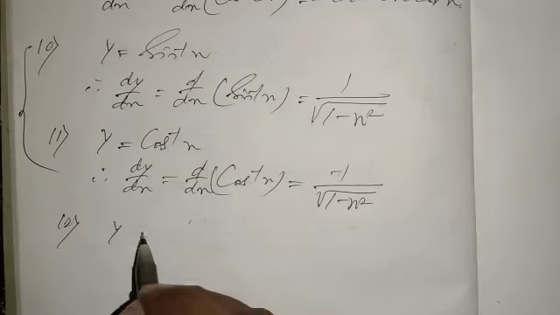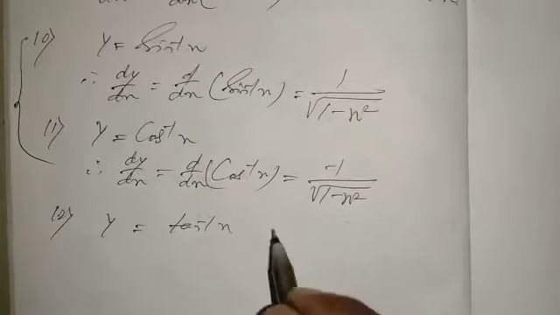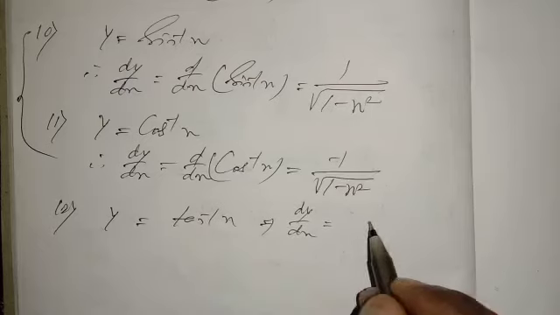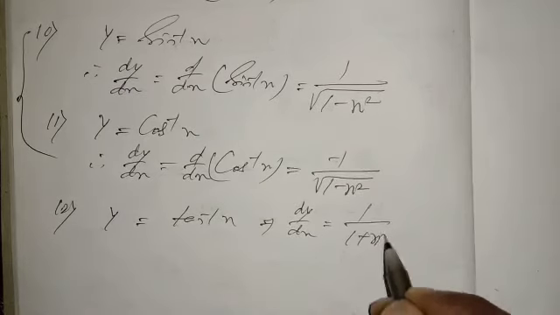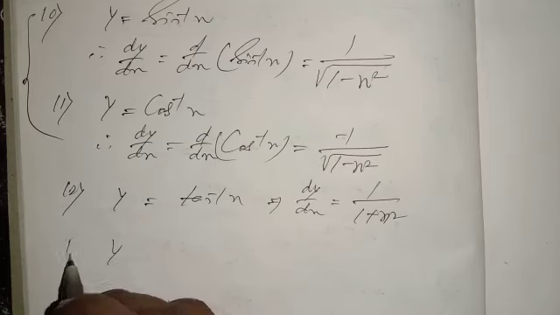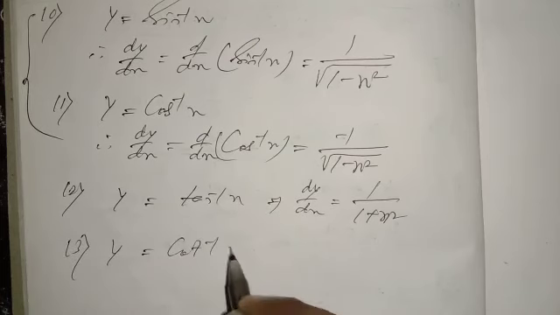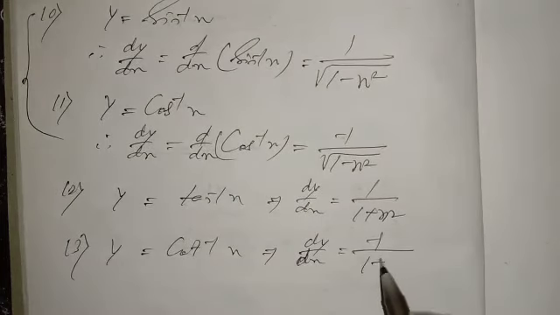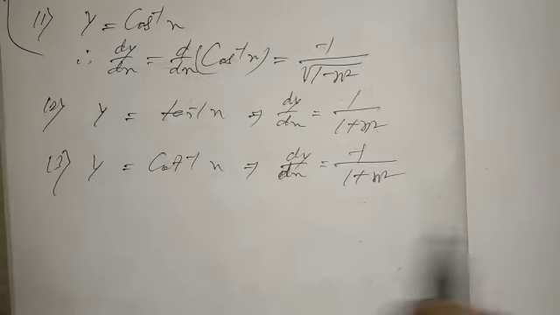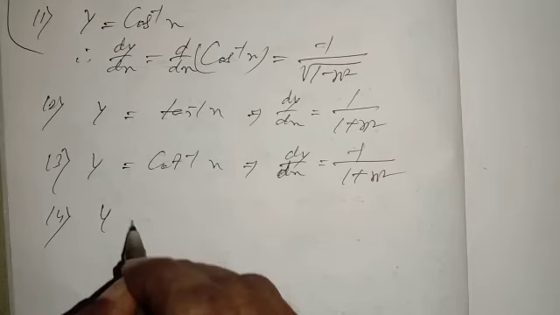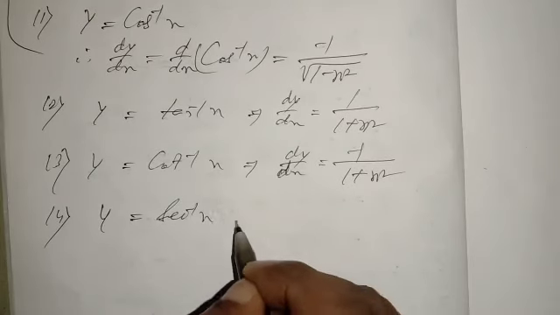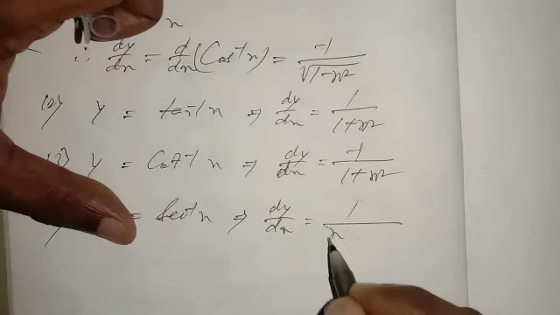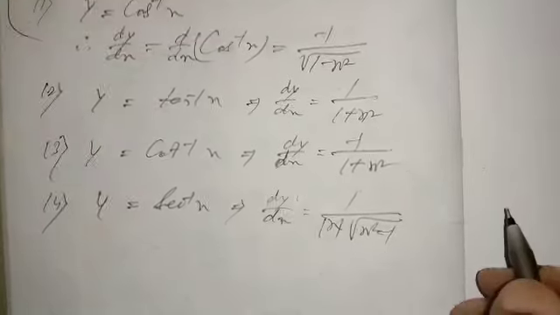Number 12, if y is equal to tan inverse x, then dy by dx, the derivative of tan inverse x, is 1 by 1 plus x square. Number 13, if y is equal to cot inverse x, then the derivative of cot inverse x will be minus 1 by 1 plus x square. Number 14, if y is equal to sec inverse x, the derivative of sec inverse x is equal to 1 by mod x into root over (x square minus 1).